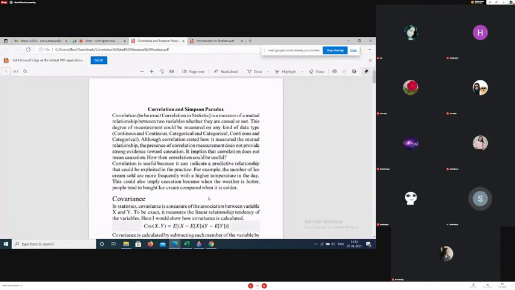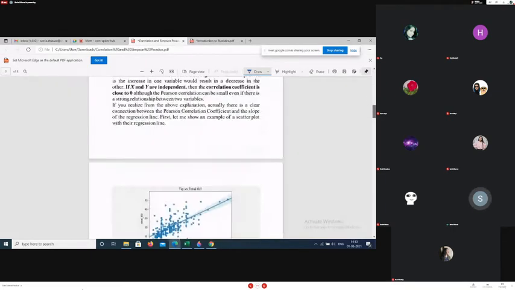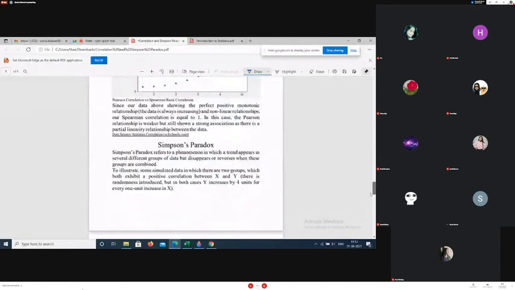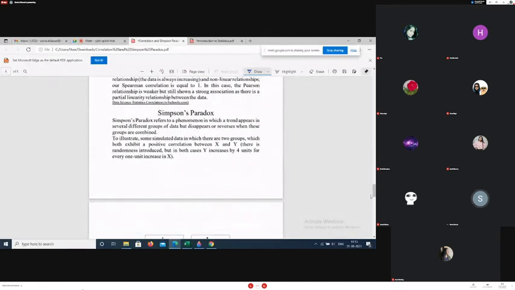Now something called this. Correlation हम पढ़ चुके हैं. Who will tell me what is this? Simpson paradox. I'll start with Simpson paradox first. इसके बाद ही हम covariance पे जाएंगे. कोई बताएगा मुझे what is this Simpson paradox? चलो. Read it, understand it, and then let me know.